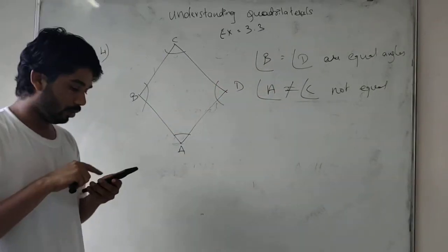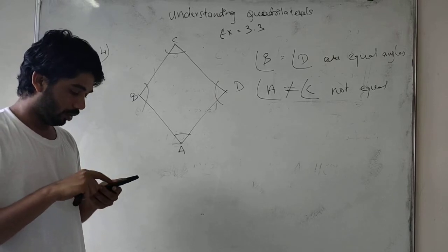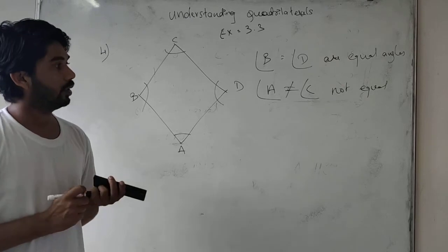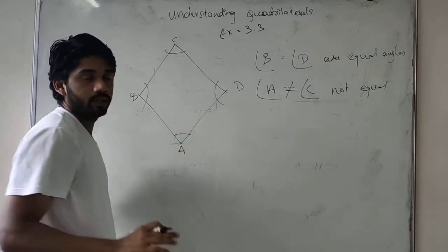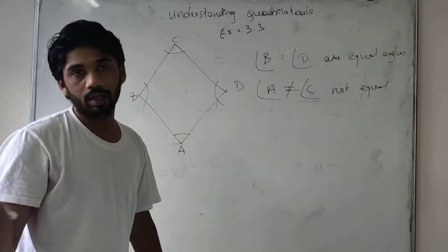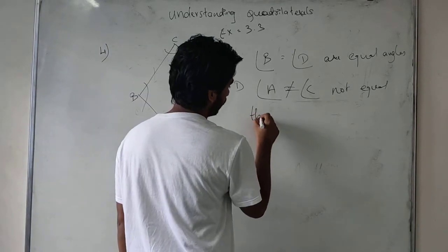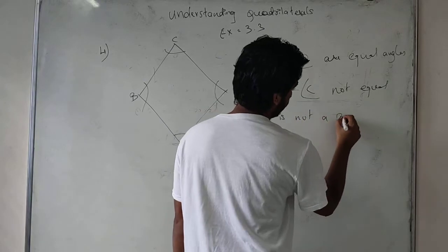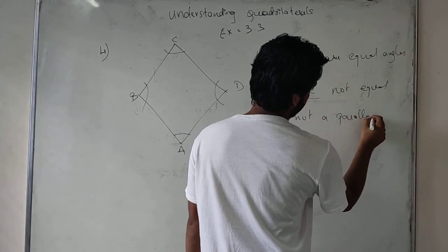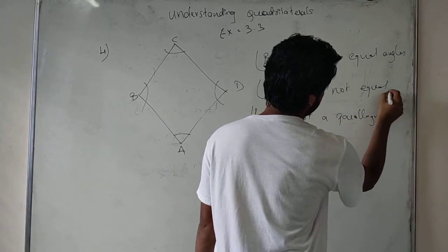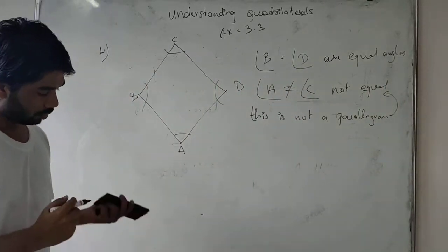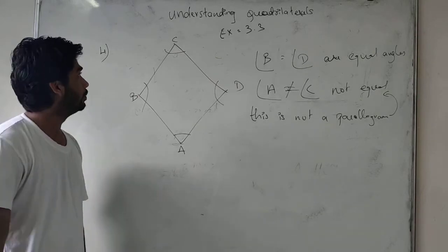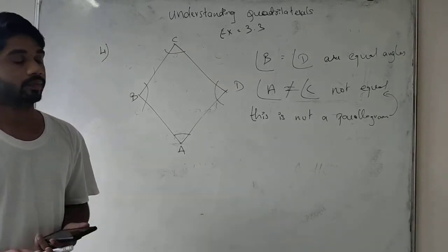From this figure we have to draw it. So I have drawn it and I will show you. When the opposite sides are not equal, this cannot be a parallelogram. This is not a parallelogram because of this condition. Okay, students, got it? This is the solution of this one. Note it down.